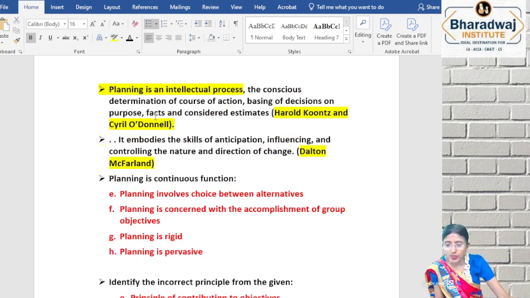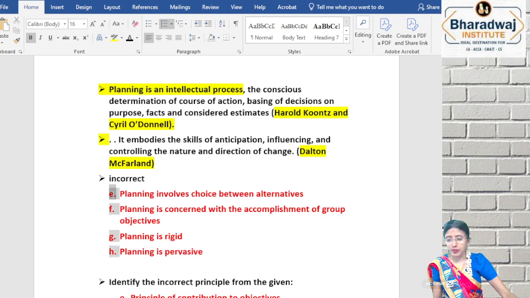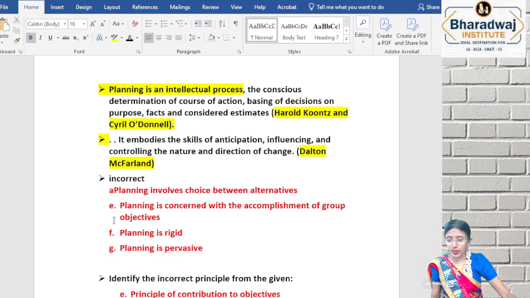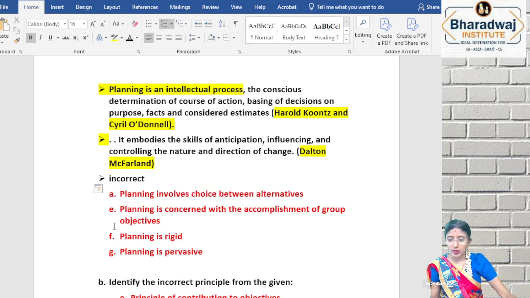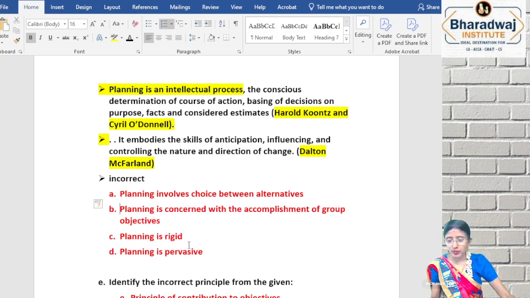Planning is a continuous function. Okay, now this is, we have to identify the correct one. No, incorrect one. Incorrect, sir. Okay, incorrect. What was the option you gave? You remember the option you gave? Option C. Yes. Option C is a perfect answer. Planning is rigid.